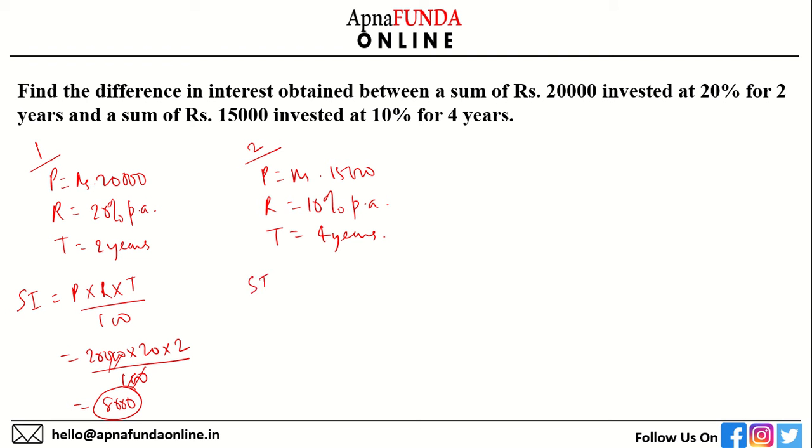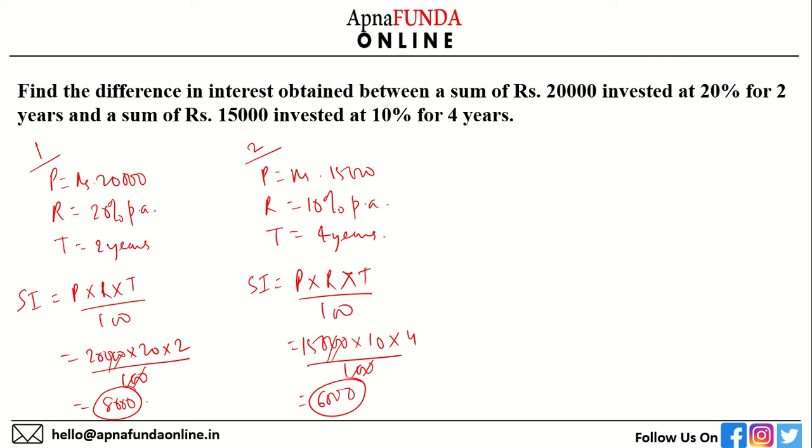So the simple interest on the second part is over here also simple interest equal to principal into rate into time divided by 100. So over here principal is 15,000 into rate of interest, which is 10%, into time, which is 4 years, divided by 100. Just calculate this. This will be 6,000. So the simple interest on the first sum is 8,000 and on the second sum is 6,000. We need to find the difference. So 8,000 minus 6,000, the difference of 2,000.